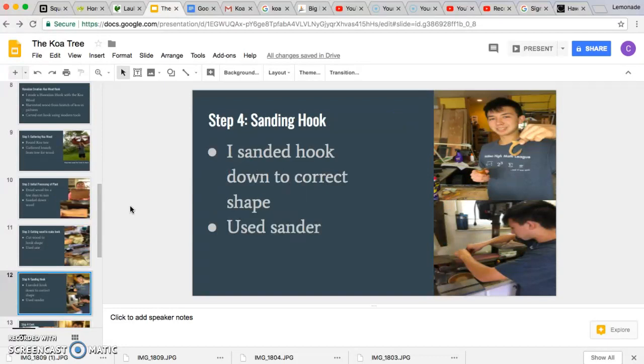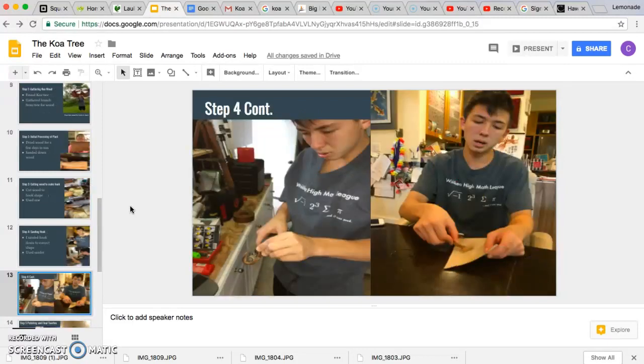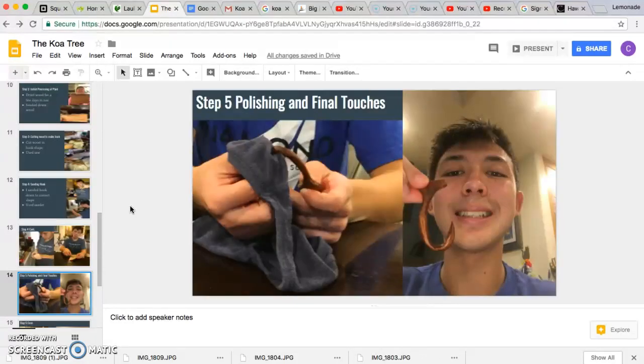It was very jagged at first, and as you can see in the picture here, I have the initial wood cutting. So step 4, I then sanded the hook down to the correct shape, and I used two different kinds of sanders. The first one is on the bottom right. I then used a smaller sander to sand out the insides, and I finally used a piece of sandpaper to sand on the wood to make sure it was smooth and the shape was right. I then finished by polishing and finalizing the touches to the wood.